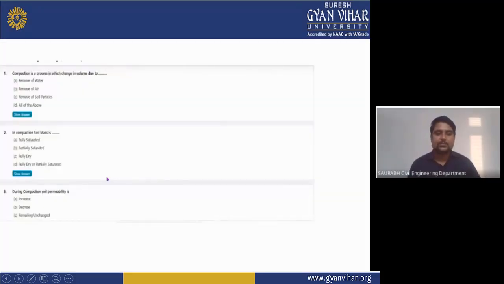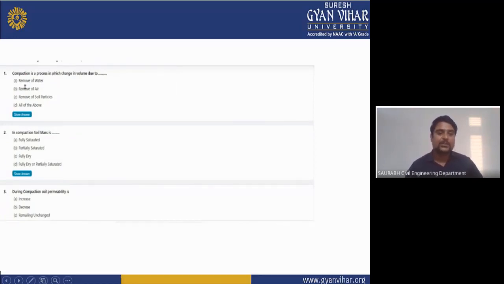And this MCQ's first question is: compaction is the process in which the change in the volume is due to. In this question, it is asking what we do in compaction. First, you can see here, remove the water. Second one is remove the air. Third one is remove the soil particles. And last one is all of the above. So we will see what will be our right answer here.